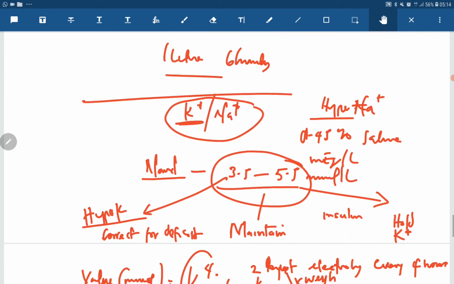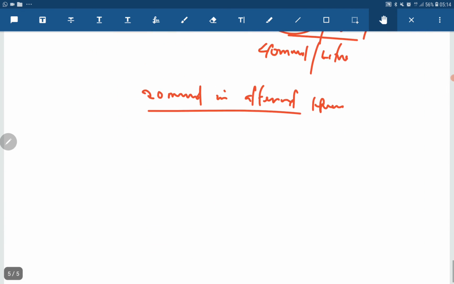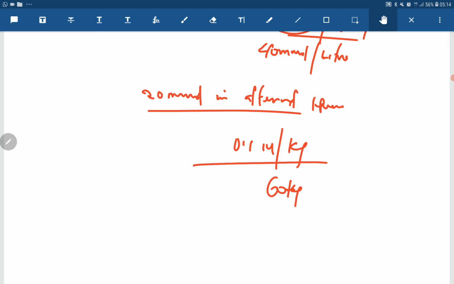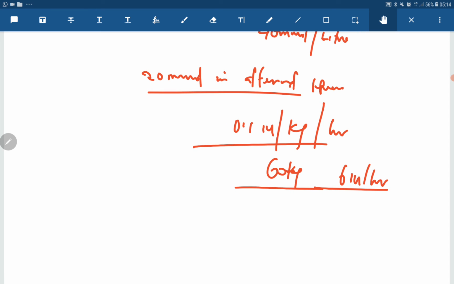So you use insulin. Usually we talk about 0.1 international unit per kg. So for a 60 kilogram man, you can do 6 international units per hour. But you can adjust it as the case may be if you are not achieving a good control. But there's a target anyway.